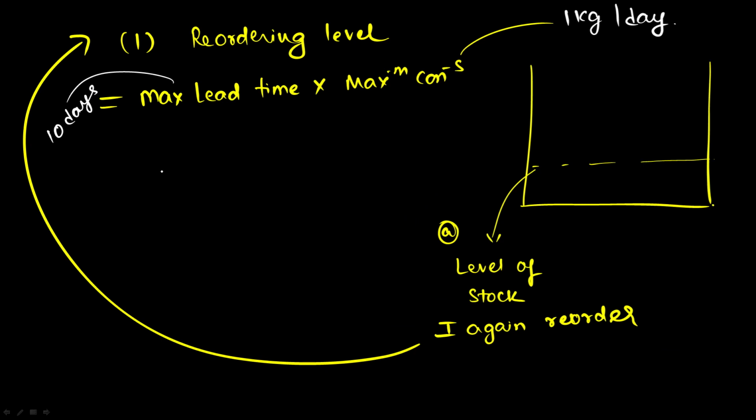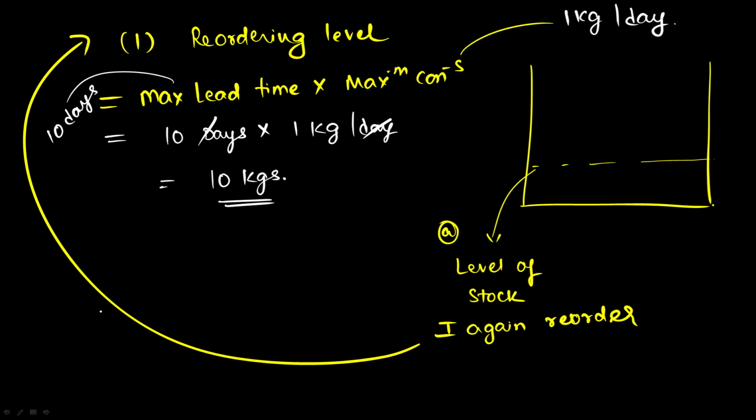How will I find out the reordering level? It is 10 days multiplied by 1 kg per day, which is equal to 10 kgs. Days will get cancelled. It will remain 10 kgs. What is this 10 kgs? Every time I will telephone and order 10 kgs? No, it is the reordering level.